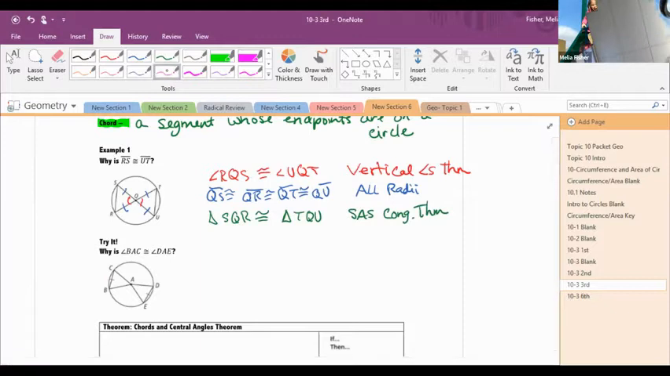And then if the 2 triangles are congruent, RS will be congruent to UT. Who knows my reason? The triangles are congruent. What do we know about their pieces? They're also congruent. Anybody remember how that goes? CPCTC.